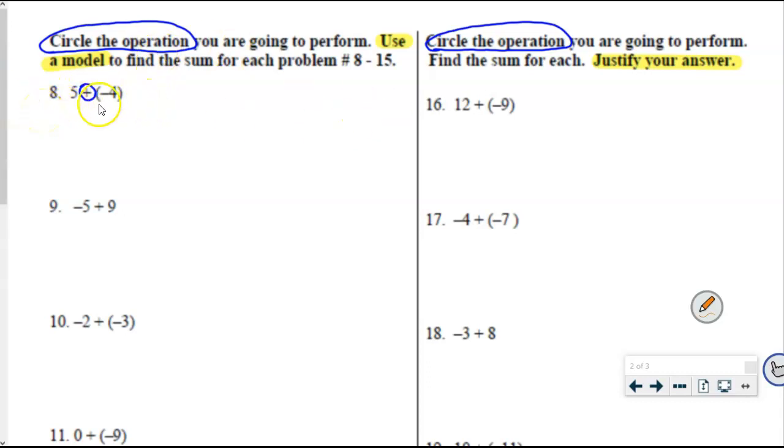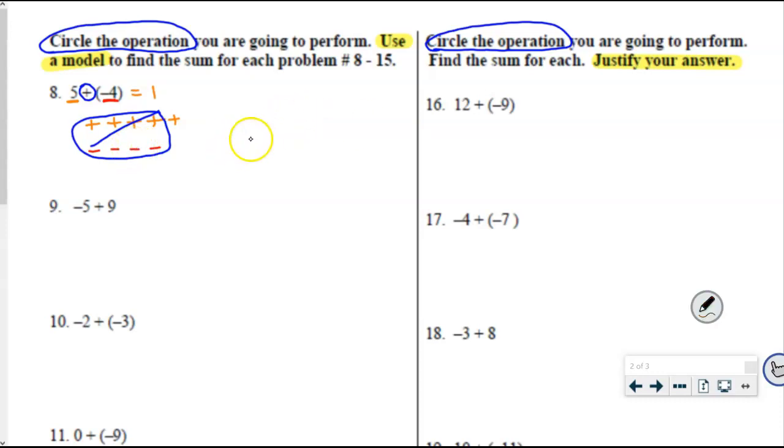This says 5 plus a negative 4. So 5. I'm probably going to draw 5 positive tiles. To that, I'm going to add, this says negative 4, so I'm going to add 4 negative tiles. I'm going to count up my 0 pairs. See, oh, look at all of those are zeros. I have 1 extra tile left over, and that extra tile is a positive tile. So 5 plus a negative 4 is equal to 1.